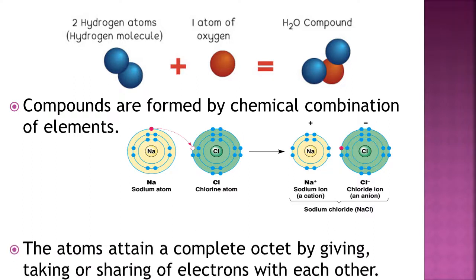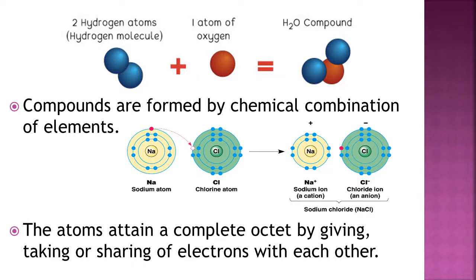So atoms attain a complete octet by giving, taking or sharing of electrons with each other. It means, as I just said, sodium is giving one of its electrons to chlorine just to attain the octet state, or just to attain stability.